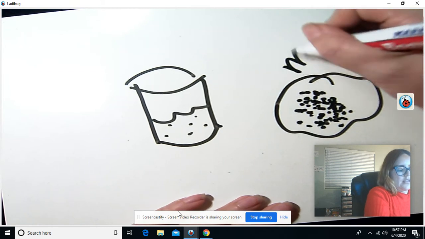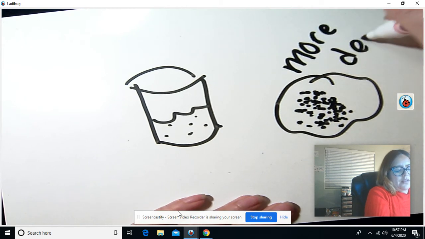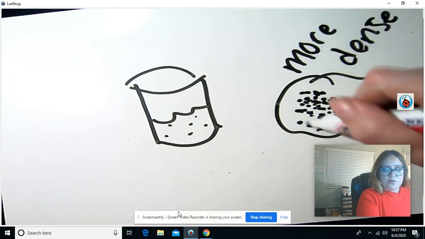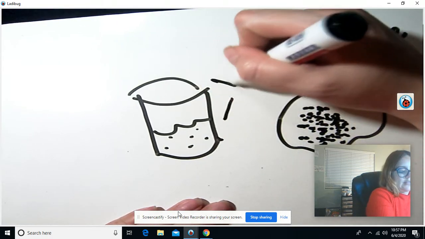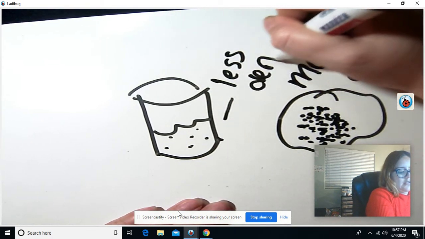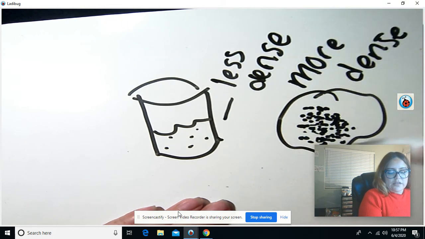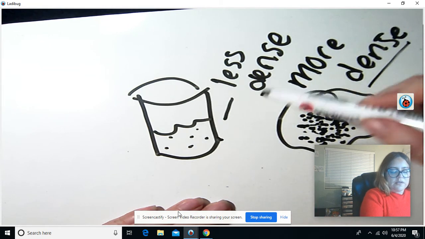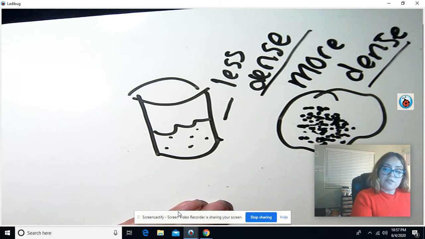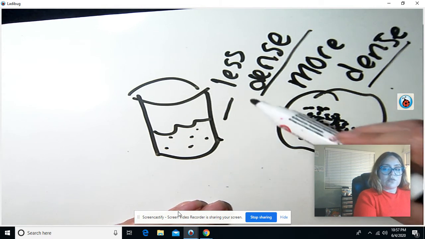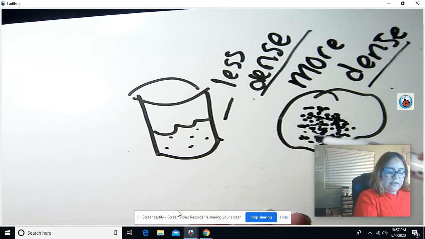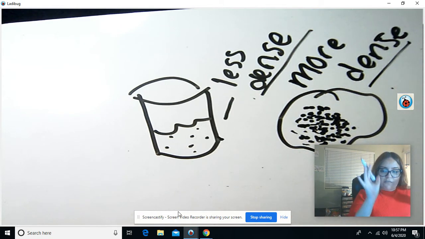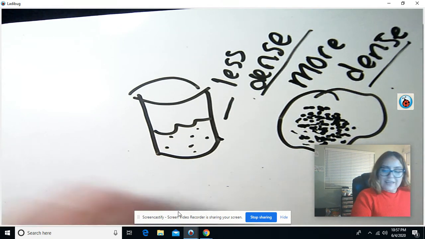I know you're probably like, what, Miss Cortez? This is called more dense because it has closer molecules, and this water is less dense. So if it has molecules that are closer together, we say it's more dense. If it has molecules that are further apart, we say that it's less dense. So today we're going to figure out which liquids are more dense and which ones are less dense. So which one is going to have molecules closer together and which one's going to have its molecules more spread out and flowing. Okay, let's get started.